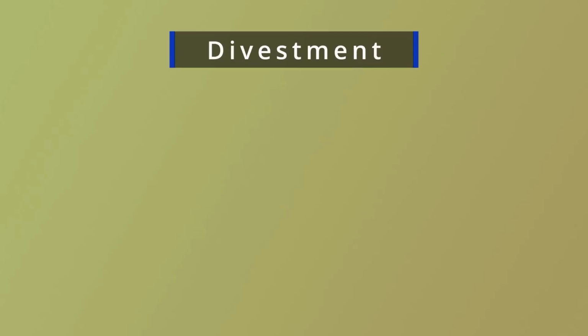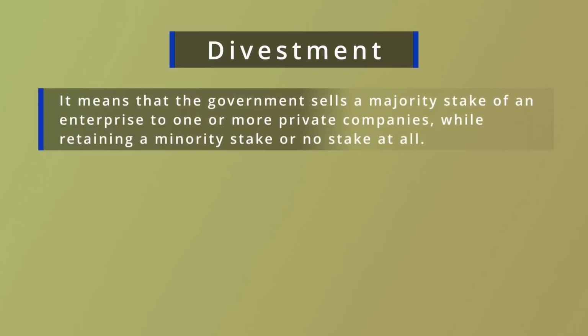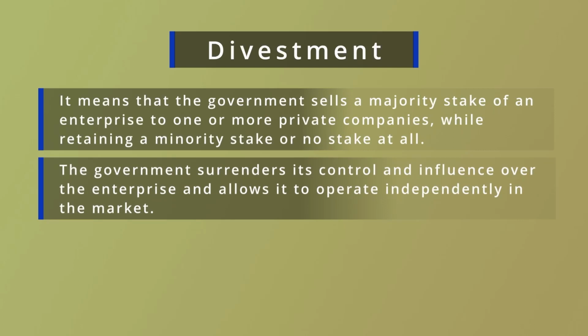Divestment. This is another form of the privatization. Divestment means that the government sells a majority stake of an enterprise to one or more private companies while retaining the minority stake or share, or no stake at all. The government surrenders its control and influence over the enterprise and allows it to operate independently in the market.